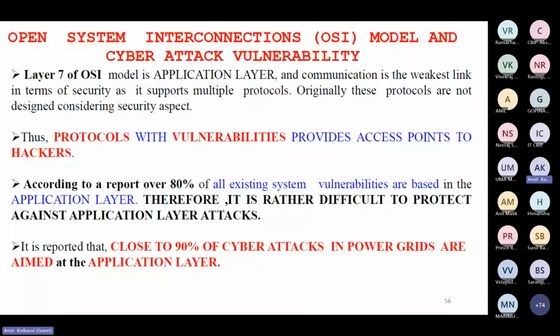Now, before going to the next part of the attacks, I would like to give a brief about what the OSI model is and cyber vulnerability. As practicing engineers, we know the OSI model is the Open System Interconnection Model, with 7 layers. Out of its 7 layers, the most vulnerable is the application layer, and as per reports and studies, most of the attacks.